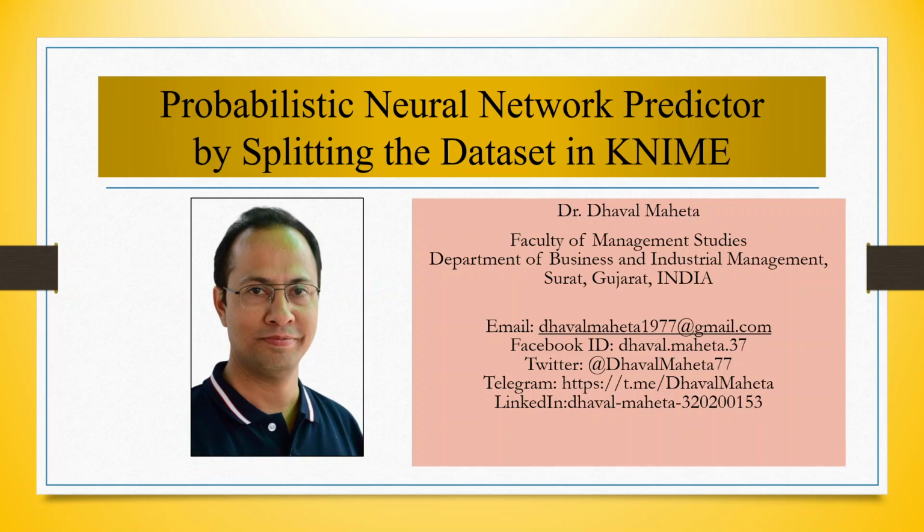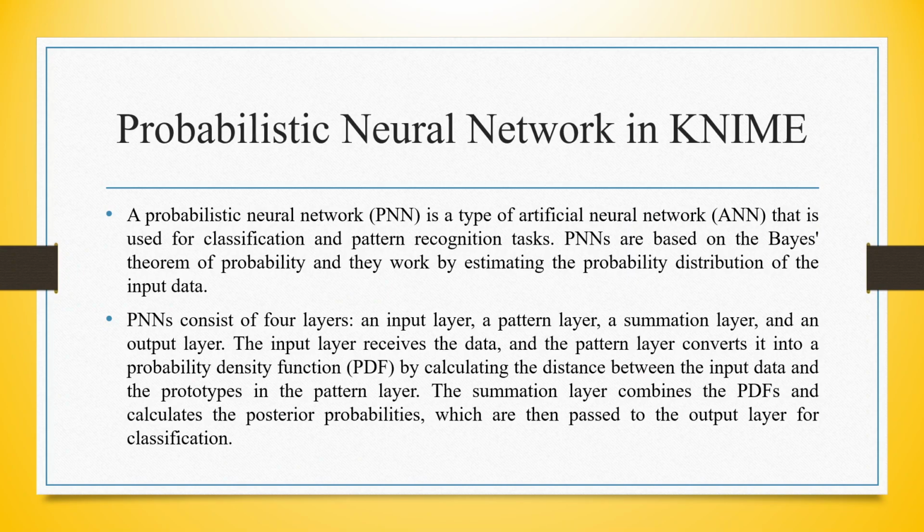This is Dr. Dhaval Maheta, and today we will understand how to split the dataset using probabilistic neural network predictor in KNIME. A probabilistic neural network is a type of artificial neural network that is used for classification and pattern recognition tasks. PNNs are based on the Bayes theorem of probability, and they work by estimating the probability distribution of the input data.